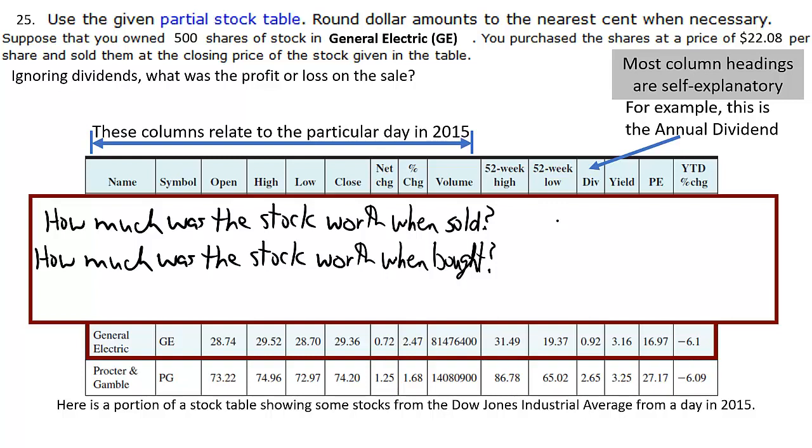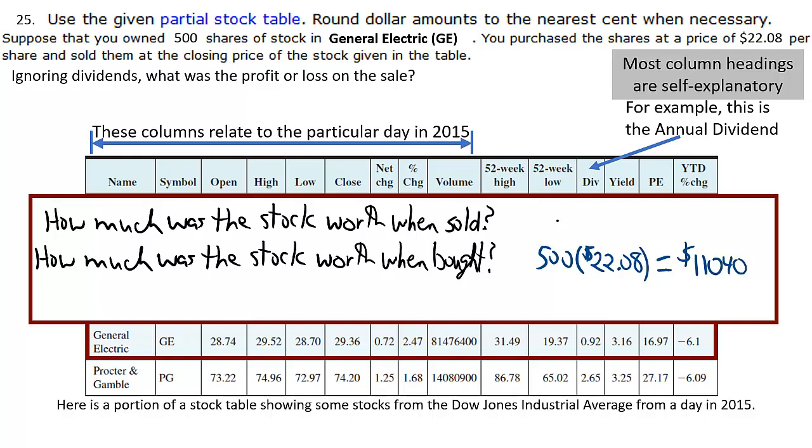If you sold it for more, it'll be a profit. If you sold it for less than you bought it for, it's going to be a loss. So let's go back and look at those two numbers. When this person bought the stock, there were 500 shares bought at $22.08 per share. If you multiply that together, you'll find out that that stock was valued when it was bought at $11,040.